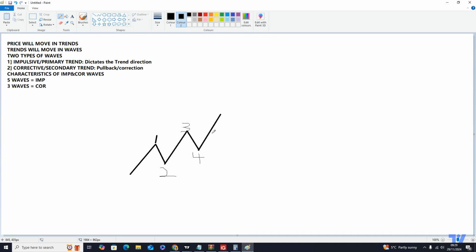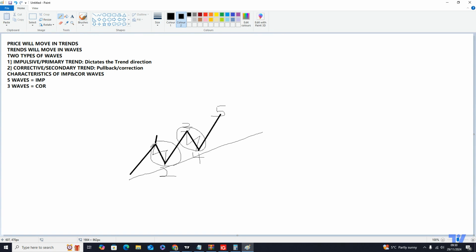Three, four, and five. So when you see a trend that gives you one, two, three, four, five, that is the direction of the trend. That is the impulsive wave, the primary trend. Obviously, there are more things you have to study to be able to identify what happened during the secondary trend, because in this wave you see 0, 1, 2, 3, which is the corrective waves.